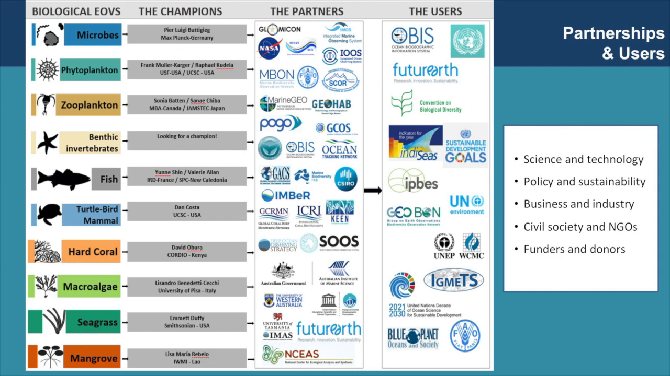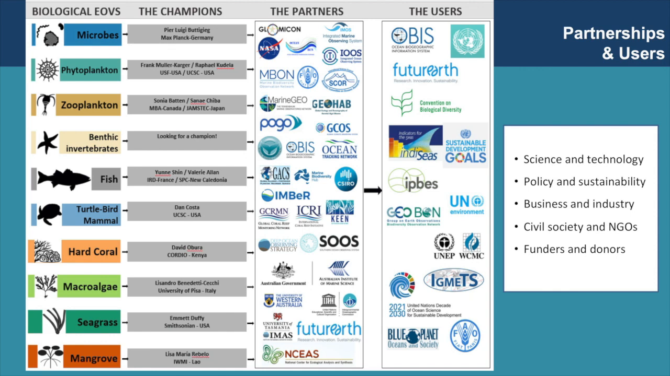So each EOV has a champion. Those are listed also in the chart. Some of these are evolving over time, but in some cases there are more than one champion for each variable. These are experts who are leading the development of specification sheets that help to guide implementation of each EOV.